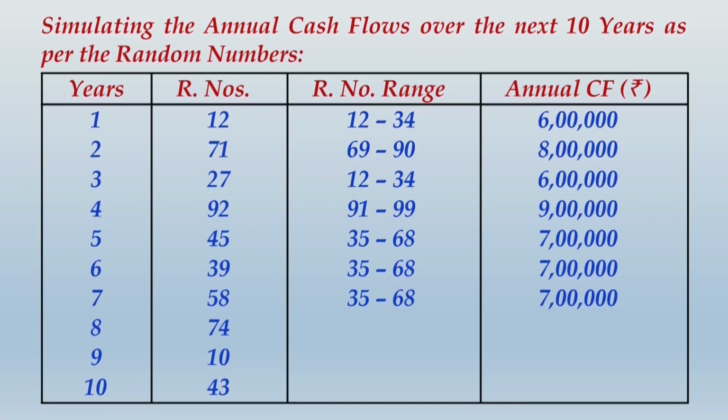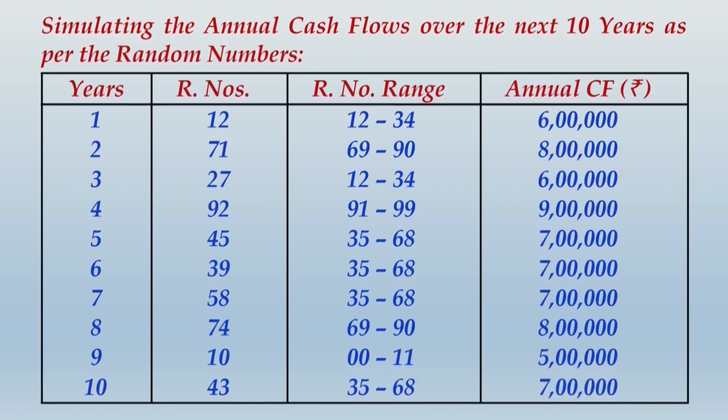Then 74 will come into the next range, that comes from 69 to 90, for which the corresponding cash flow is 8 lakhs. Thereafter, the next random number 10 will come in the range 00 to 11, for which the cash flow is 5 lakhs. And the last random number is 43, which will again come between 35 to 68, for which the corresponding cash flow is 7 lakhs. So please write up this entire table and then I take you ahead.